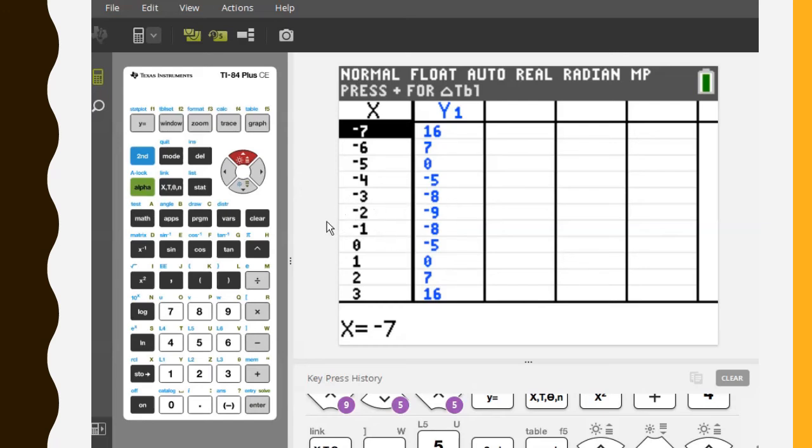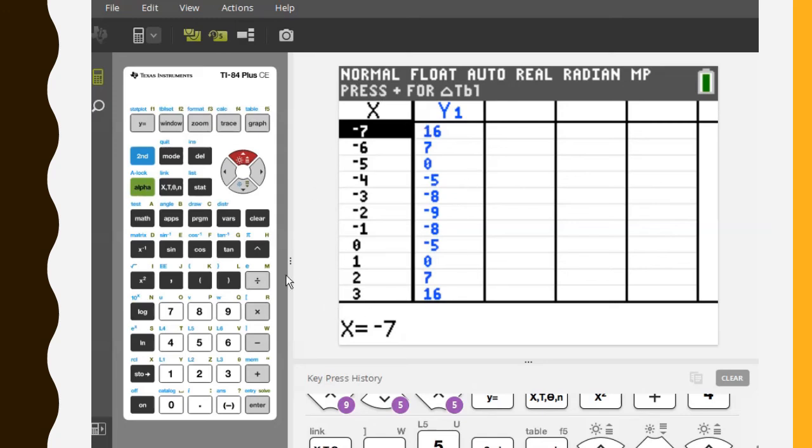So if you look at this table, we can identify the vertex, which is the middle value of the rainbow values. In this case, it is -2, -9. And then you can also identify the y-intercept, where x is 0, that's -5. And then the zeros, or the x-intercepts, where the y is 0, which is -5 and 1 in this case. So now, this is what we can get looking at the table.